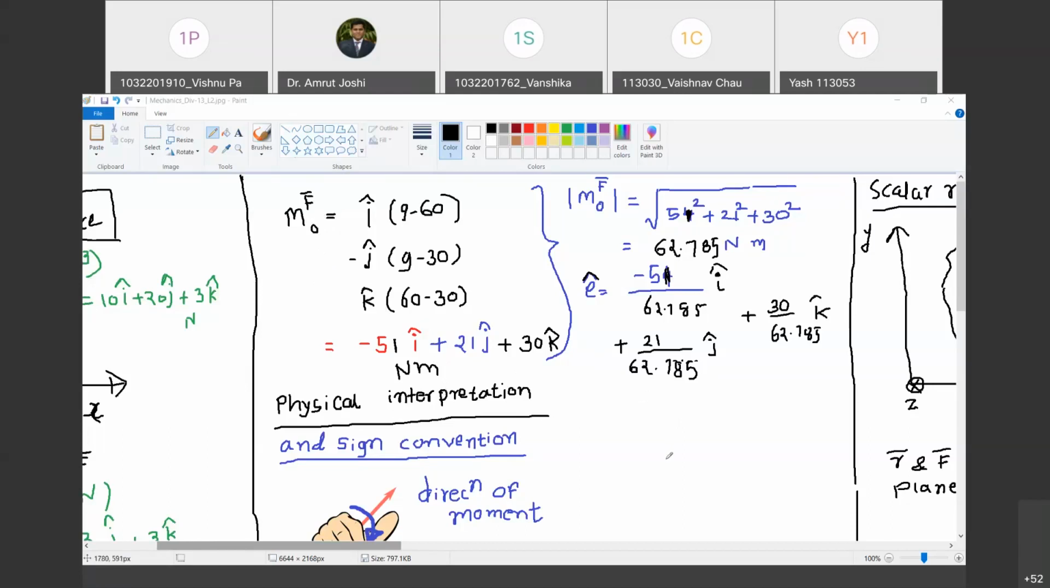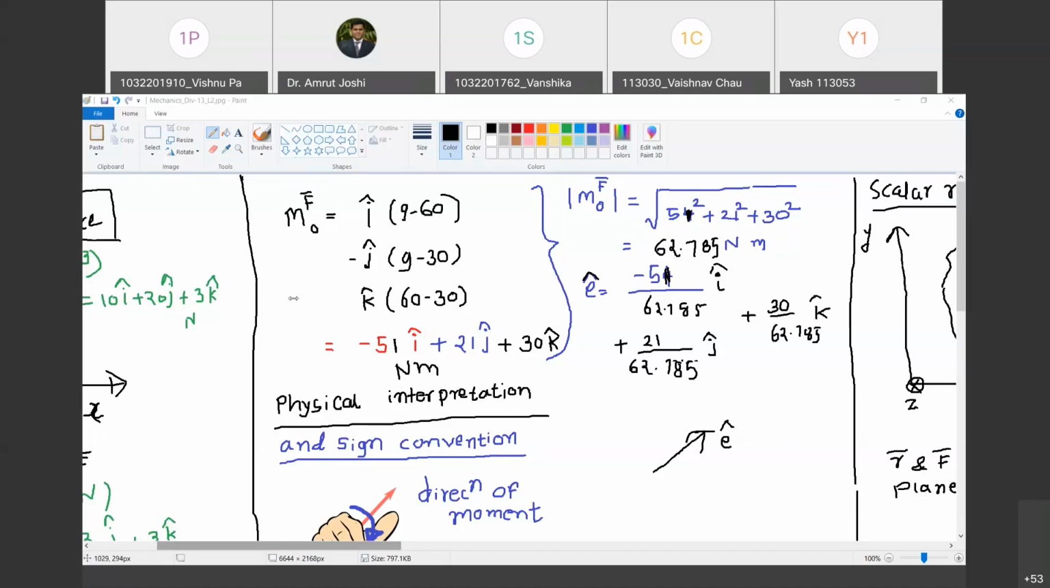Now, let me draw this unit vector e cap. Let us say e cap is seen in this fashion. This is the unit vector. Now we have to understand, if this is the mathematical definition of moment of a force about a point, what exactly it means physically. Let us try to interpret that first. Are you with me? Yes, sir.